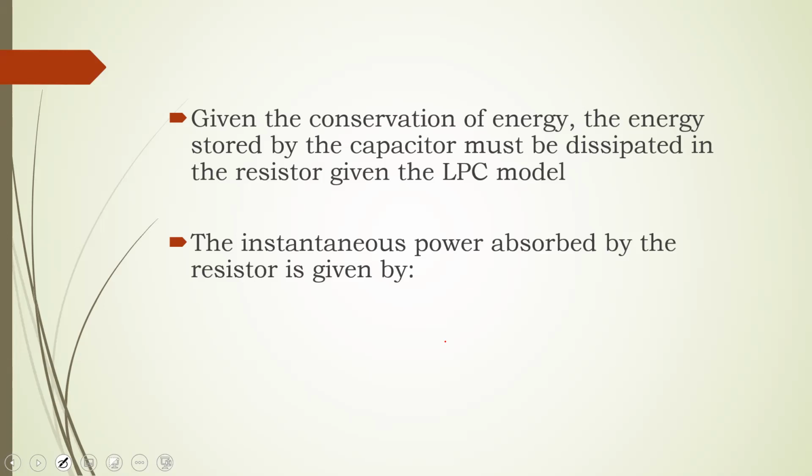So the instantaneous power absorbed by the resistor will be given by the instantaneous voltage squared over R. We know the expression for the voltage, which is V0 squared e to the minus 2t over CR. Please note, the negative would not be there because we're squaring it, so the negative would disappear.